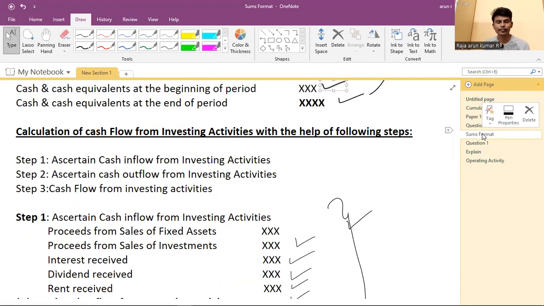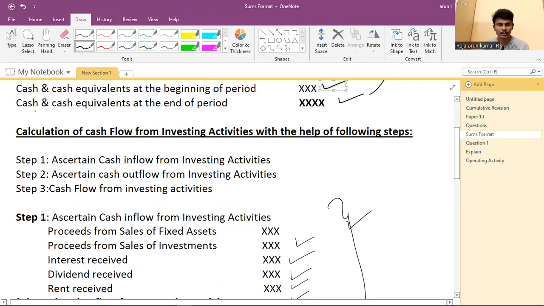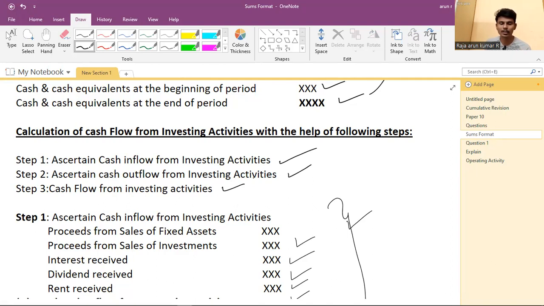Calculation of cash flow from investing activity with the help of the following steps. First, ascertain the cash inflow from investing activity, and ascertain the cash outflow from investing activity. Then cash flow from investing activity. There are 3 steps: ascertain the cash inflow from investing activity, ascertain the cash outflow from investing activity, and third step, cash flow from investing activity.